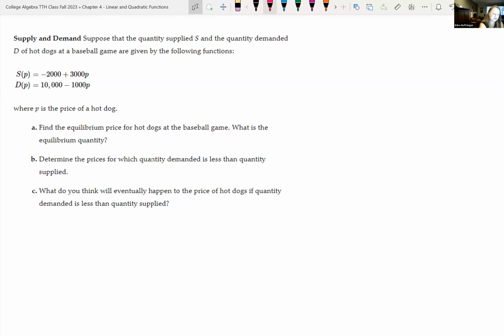Equilibrium price is when our supply is equal to demand. So we're going to look at when S of P is equal to D of P. S of P is negative 2,000 plus 3,000 P. When is this equal to 10,000 minus 1,000 P?